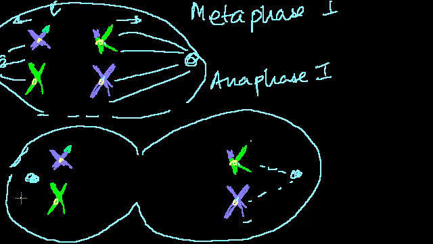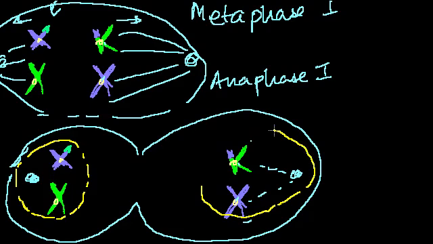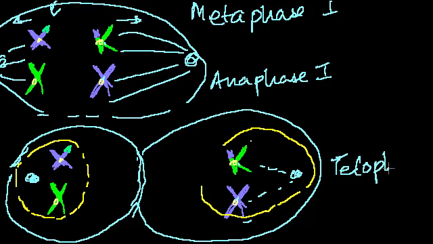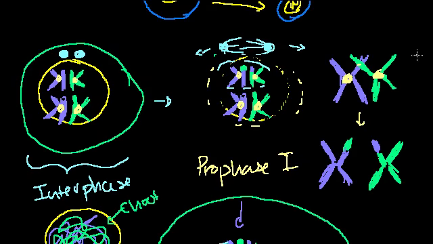And the nuclear envelope is forming. You can almost view it as the opposite of prophase. The nuclear envelope is forming, and by the end of telophase 1, it will have completely divided. So this is telophase 1. Now notice, we started off with a diploid cell, right?